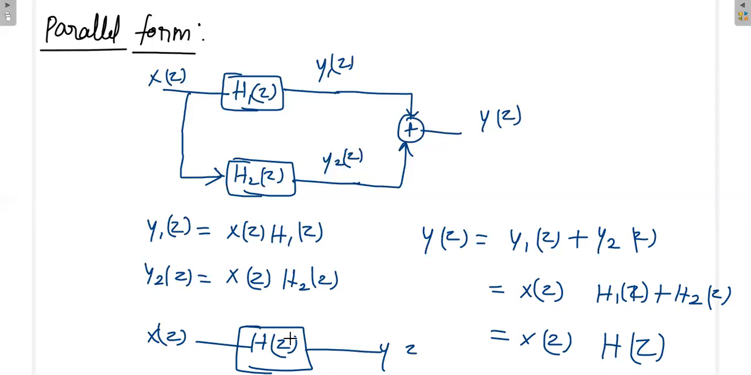Again, the input is x of z, output is y of z. Now we are given h of z. So we have to split it up into h1 of z and h2 of z, then implement them separately, then give the connection like this. How to split up? From h of z, we have to realize h1 of z and h2 of z separately with the addition, so we can do it easily with the partial fraction technique.